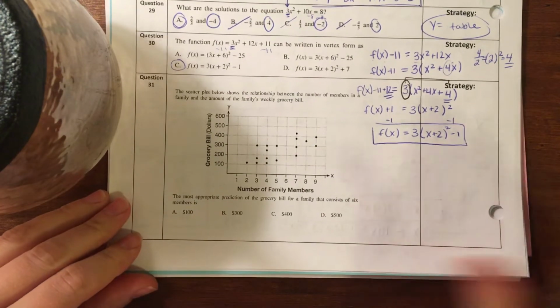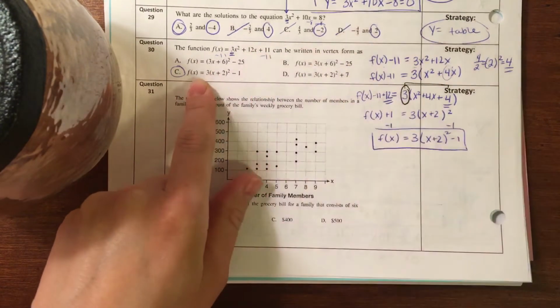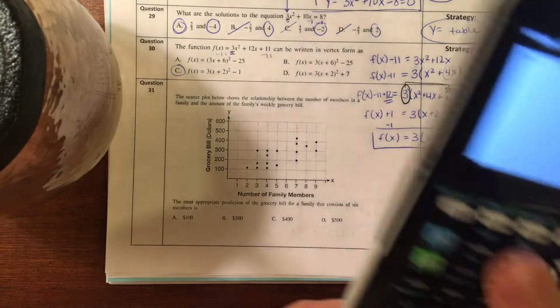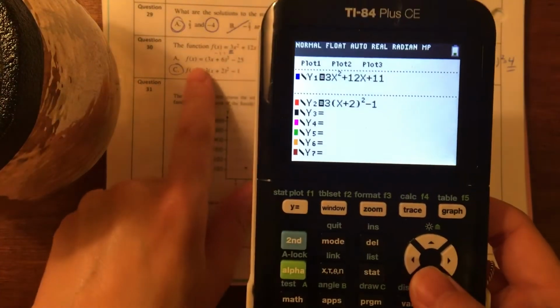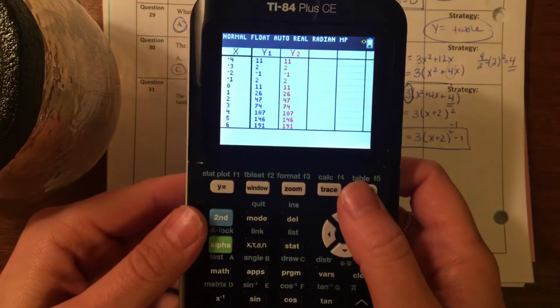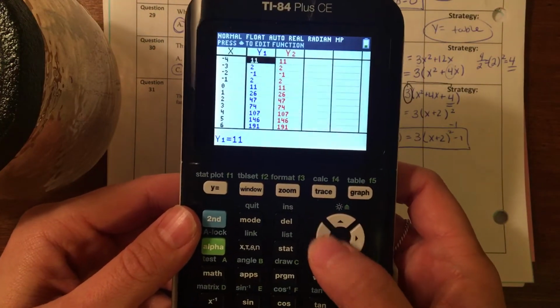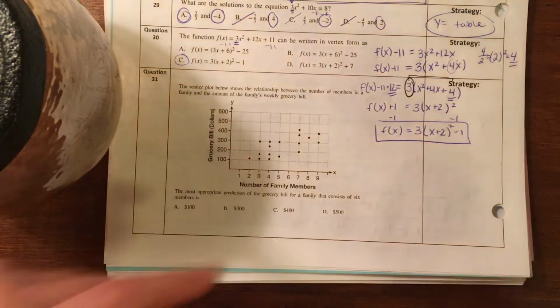I believe where I left off was telling you guys that you can plug this into Y1, that into Y2, and check your Y values to see if they match, okay? So I have that right here. I have my original in Y1, my answer in Y2, and then I'm going to go to the second table, and my Y values all match up perfectly, so that's how I know these are equivalent, which means it's my right answer.